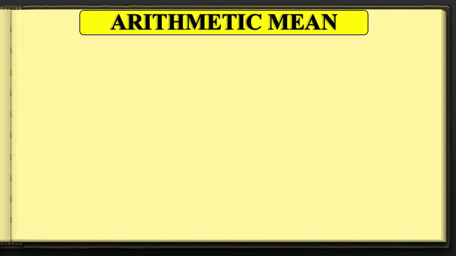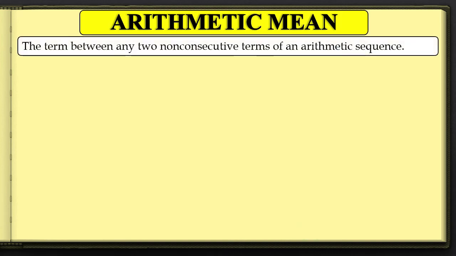In an arithmetic sequence, we have also what we call arithmetic mean. This is the term or terms between any two non-consecutive terms in an arithmetic sequence. Ibig sabihin, ito yung mga term sa pagitan ng dalawang term na hindi magkasunod sa isang arithmetic sequence.